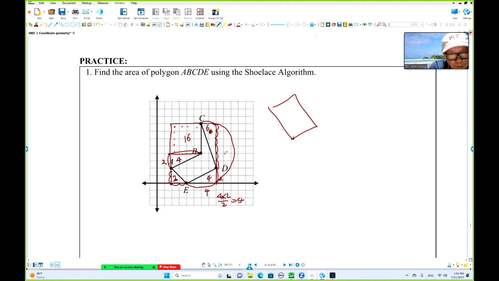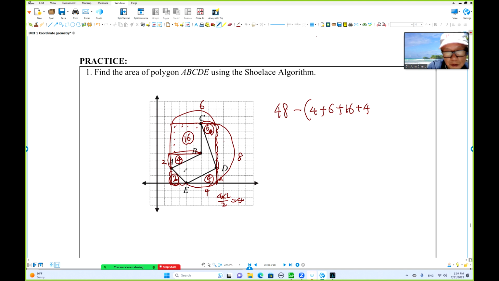1, 2, 3, 4, 5, 6, 7, 8. Is it okay? This one how much? 1, 2, 3, 4, 5, 6. The area of the largest rectangle is 48. We take up regular ones over here. Okay? This area is 4. The other area is 6. The square is 16. And this triangle is 4.